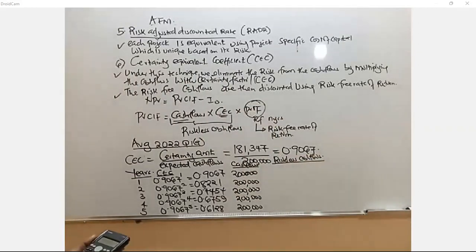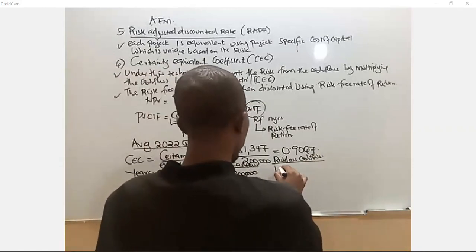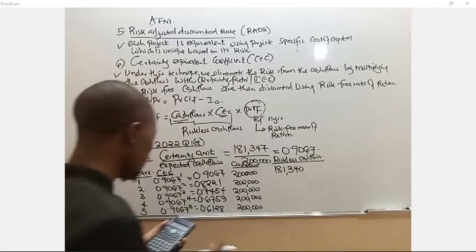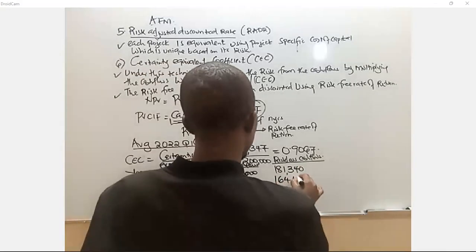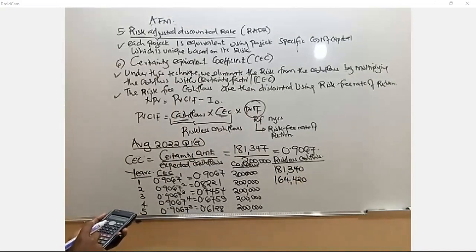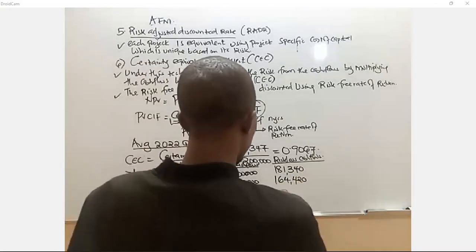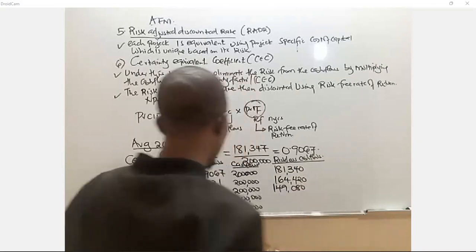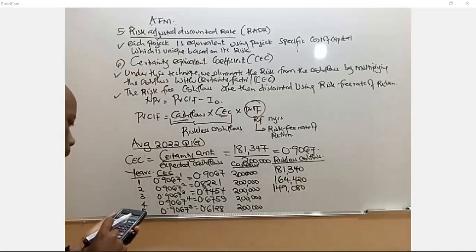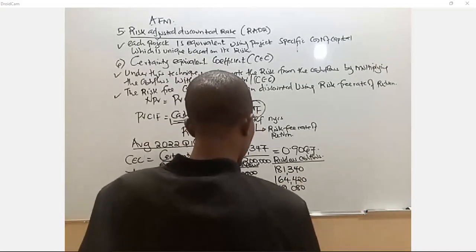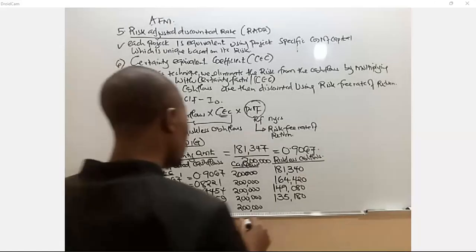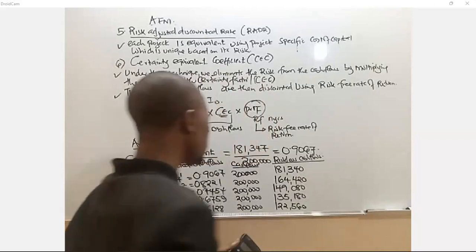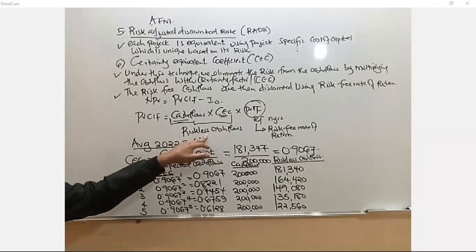Now, let me start with the first one, 0.9067 times 200,000. We get around 181,340. The second one will be 0.8221 times 200,000, getting 164,420. The other one we have 0.7454 times 200,000, getting 149,080. The other one will be 0.6759 times 200,000, getting 135,180. Then the last one will be 0.6128 times 200,000. We are getting 122,560.